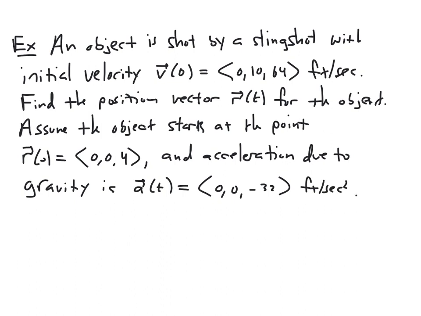Okay. Now these two assumptions, if we think about it, they do make sense. The initial position at 0, 0, 4 means that it's being shot from 4 feet off the ground. So, a normal-sized person, if they were shooting a slingshot, it would be about 4 feet off the ground to start. And this acceleration due to gravity, it makes sense that this is a constant vector, since gravity is a constant force. Right? And so we're going to use this information to find the position vector r of t for this object at any time t.